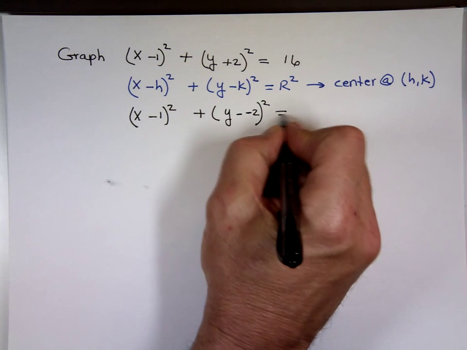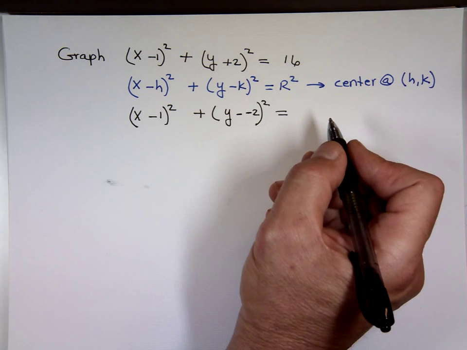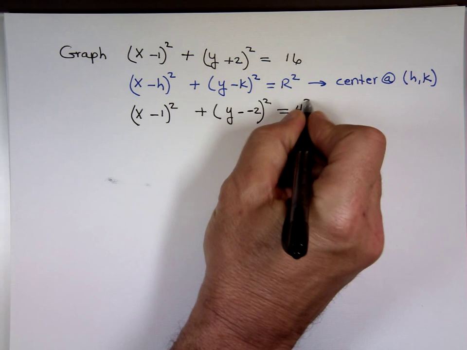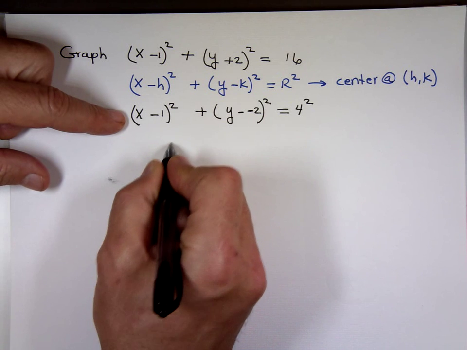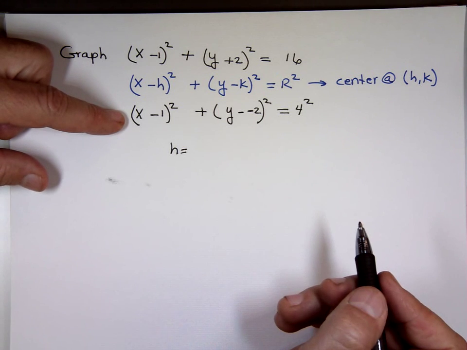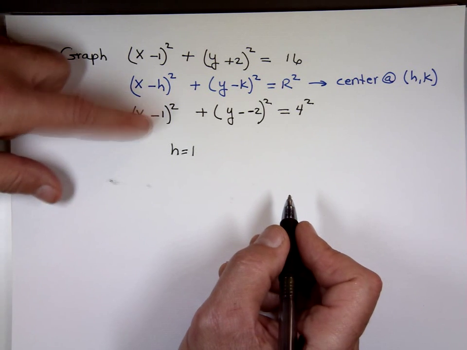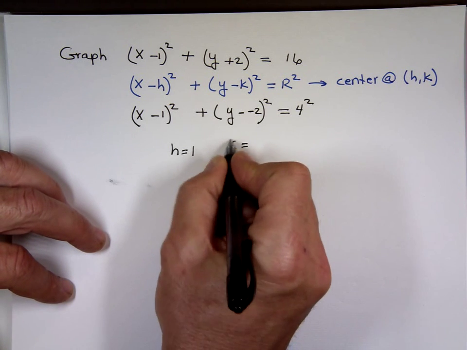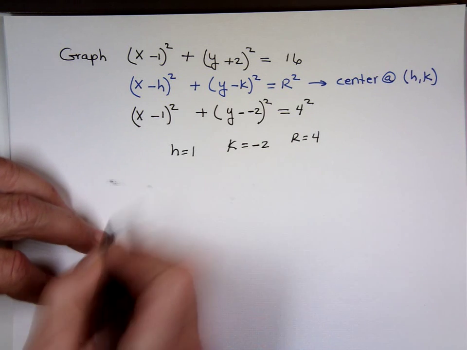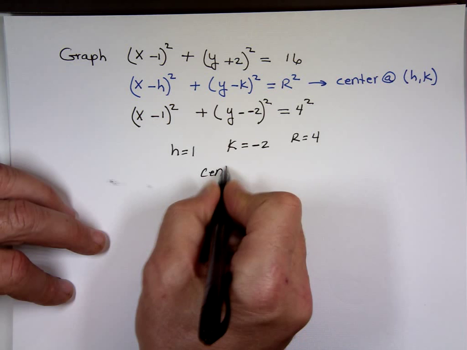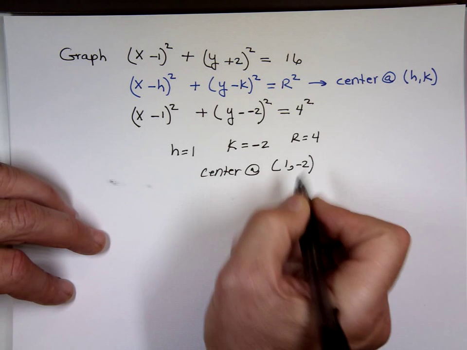And the 16 is what? Can you write that as something squared? 4 squared. When you compare the two of them now, what is h equal to? Look up and down. H must be what? 1. Not negative 1. Because you have the x, you have the minus, h is 1. K must be what? Negative 2. And r must be what? 4. So now you have the center, the center always at h comma k. And the radius is 4.